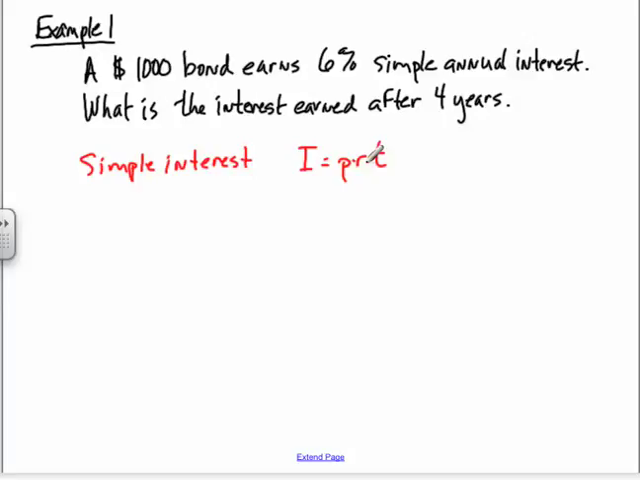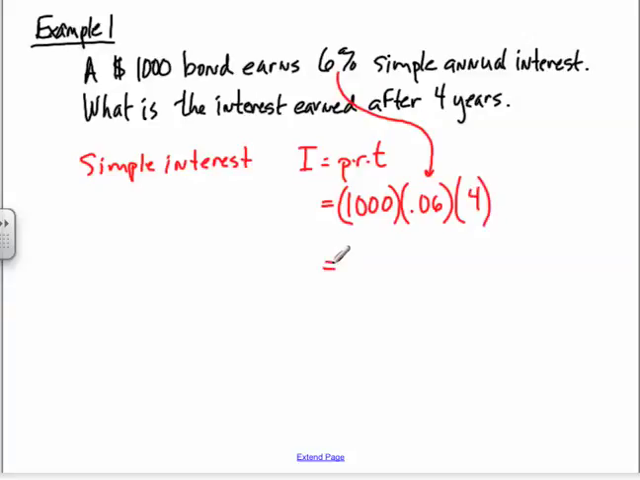All right, so here we go. This says a $1,000 bond earns 6% simple annual interest. What is the interest earned after 4 years? Well, it's easy enough. Interest I equals the principal, which is 1,000. That's the amount of money. Principal is always the amount that you put in, times the rate. And remember, guys, I can never use percent in an equation, so I have to change it to a decimal, 0.06. And then it's times the time, which is 4 years.